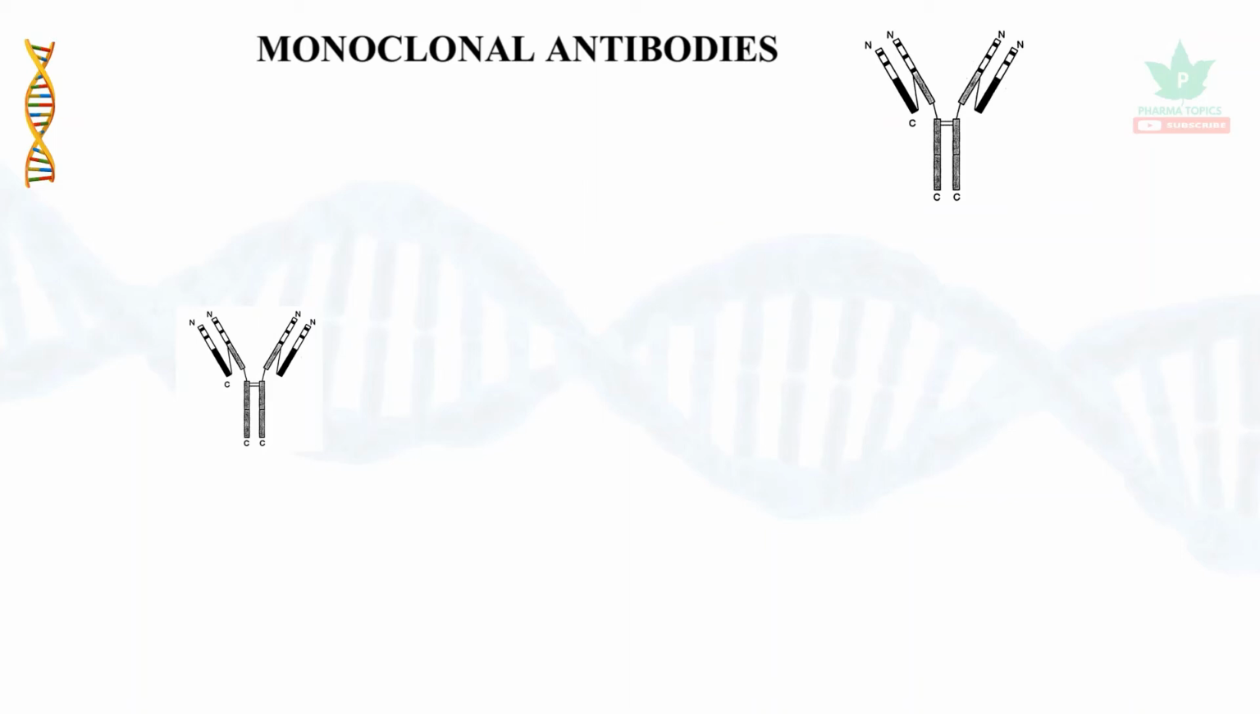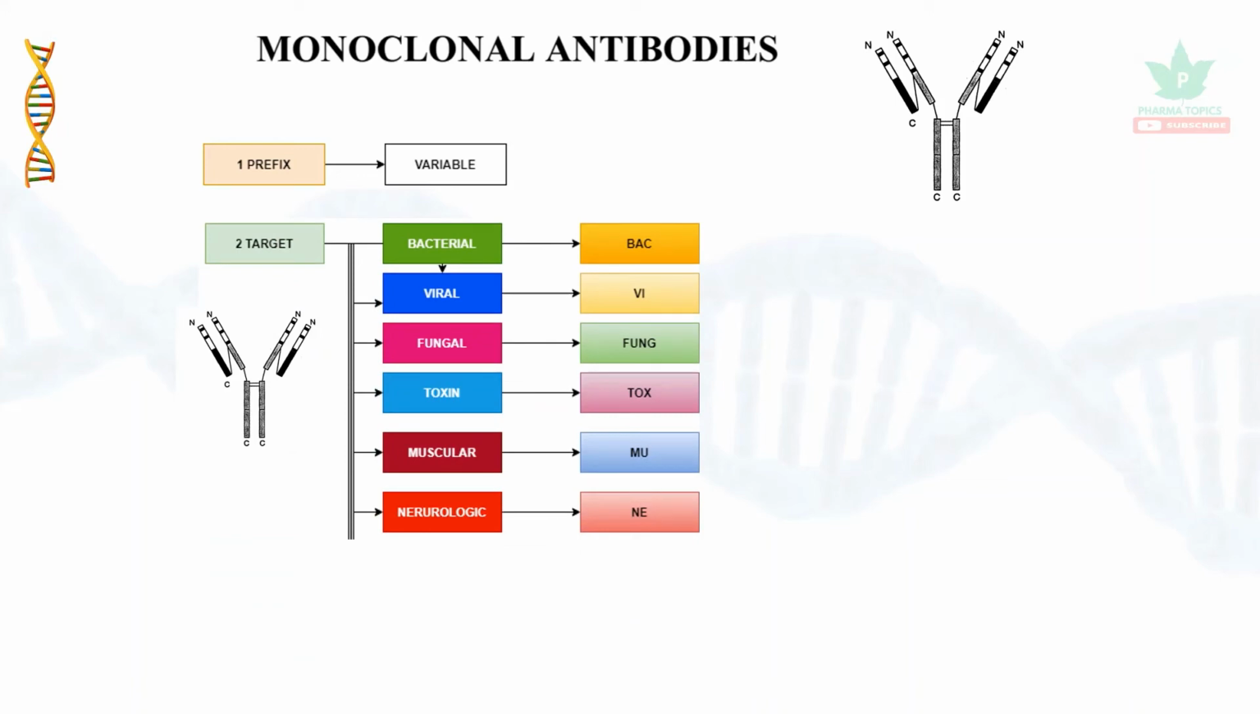Usually monoclonal antibodies have four parts. One is a prefix, but that prefix varies from monoclonal antibody to monoclonal antibody, so that is not constant. The next is the target system where it is working. So it may target a bacterial cell or a viral cell or a fungal cell, or it may be given as an antidote for a toxin of a bacteria. It may be given for muscular treatments, or it may be given for neurological treatments.